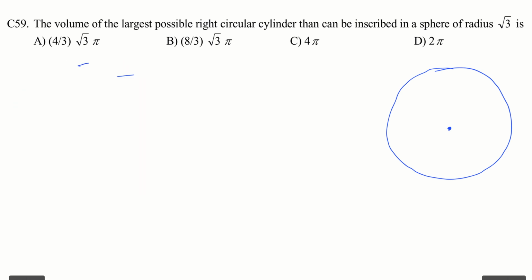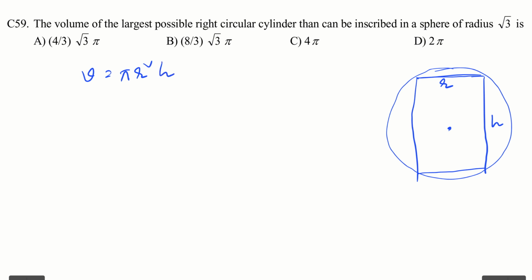Here I have a sphere of radius root 3. Now I am looking for inscribing a cylinder having maximum volume. So if I assume that h is the height of the cylinder and r as the radius of the cylinder, we know that volume is nothing but pi r square h. Now, as the cylinder keeps on changing, observe that both radius changes and height changes. So we have two varying quantities, but we would like to have only a single varying quantity.